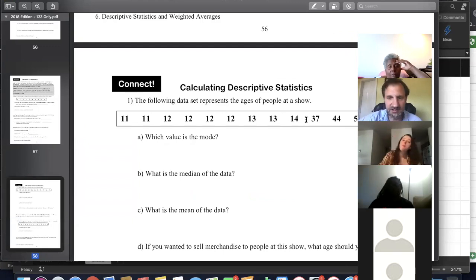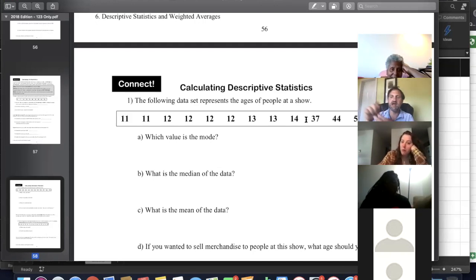What kind of show is this? I don't know. Who are the 13-year-olds watching these days? Why is there a 37-year-old at this show? What about the 44 and the 50-year-old? What are they doing? They just happen to like this K-pop boy band? No, they're probably chaperones, right?